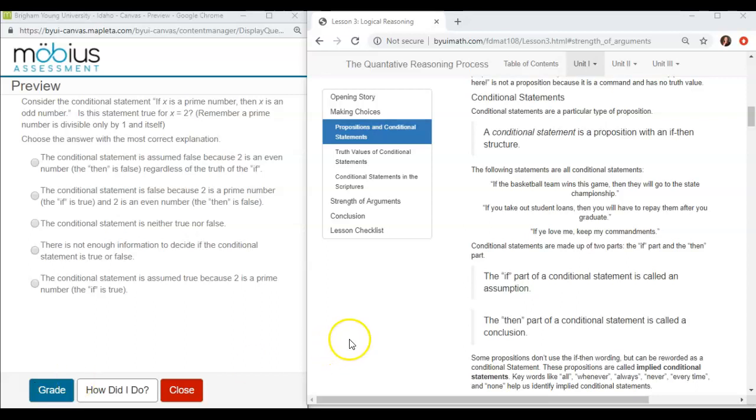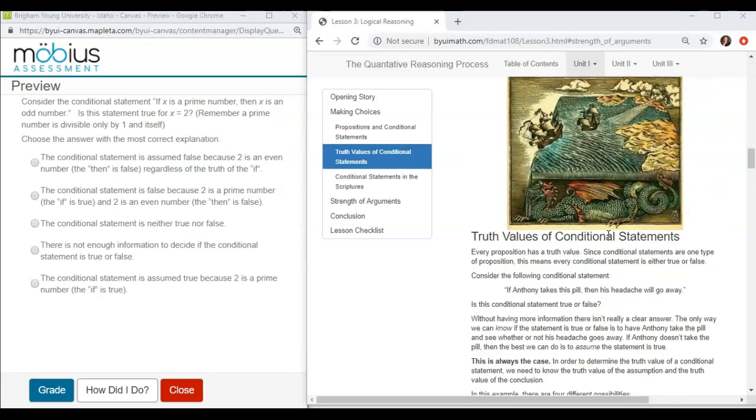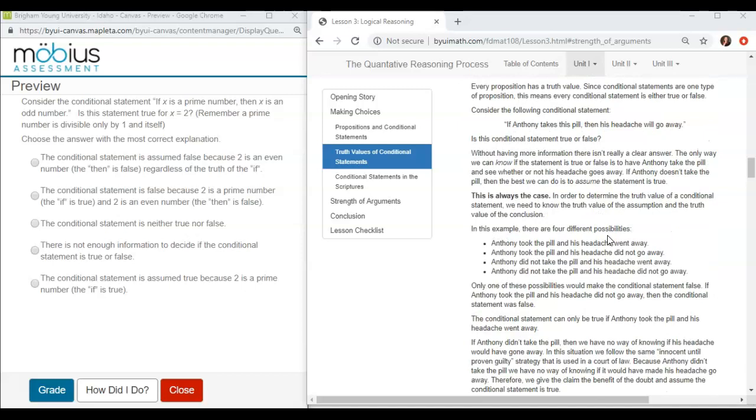Over here on the right, we have a conditional statement, which is a proposition with an if and then structure. We have if and then. And these can be classified as true or false by studying the assumption and conclusion. The assumption, in fact, let's go down again as we did previously with the pills. So if you need help and also to remember the different ways of identifying if the statement is true or false, you can look through this with Anthony.